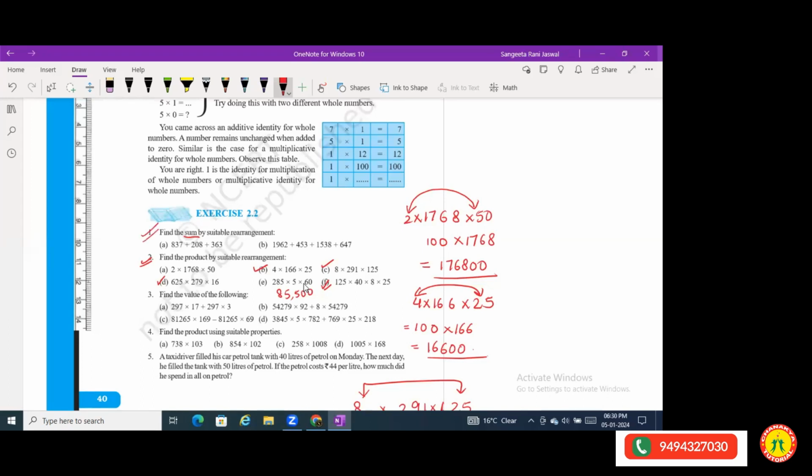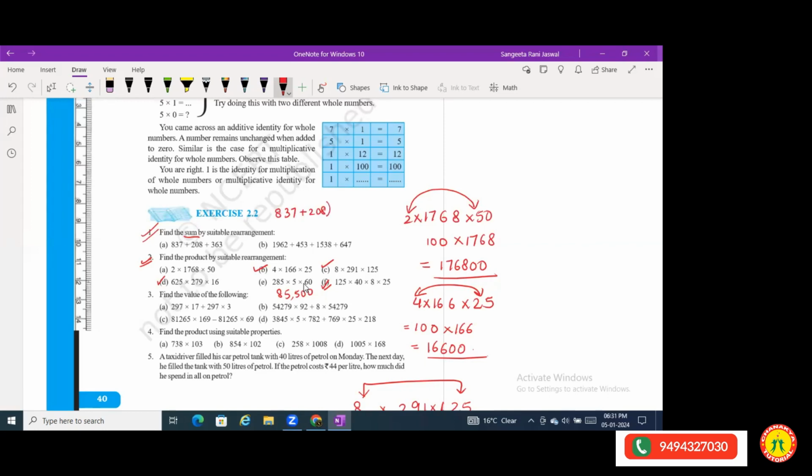Okay, so do this one also. Question one, first question. So just see which numbers will give you an easier way to add, as we did for multiplication, the same way. So here no number will give you any zeros. So just add in any order in the first one.